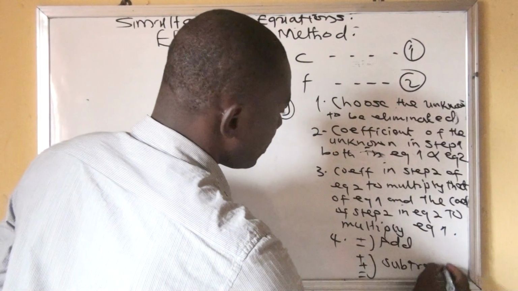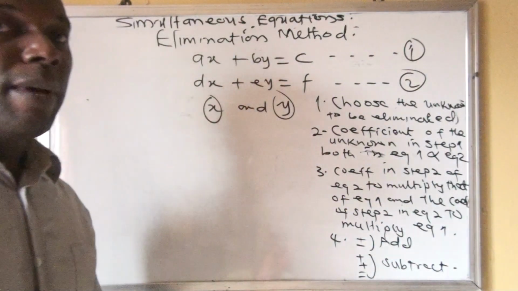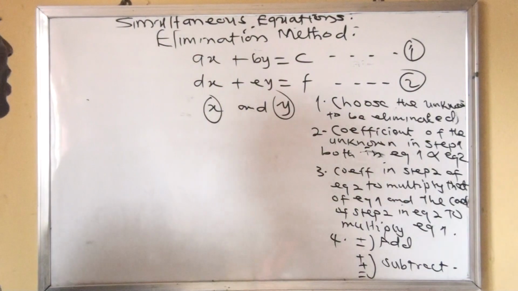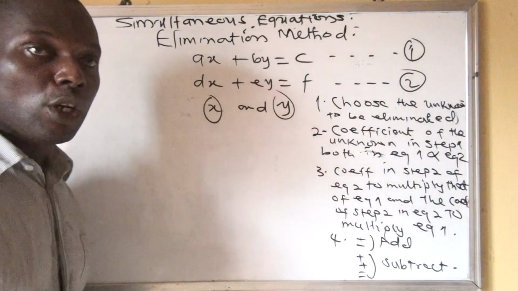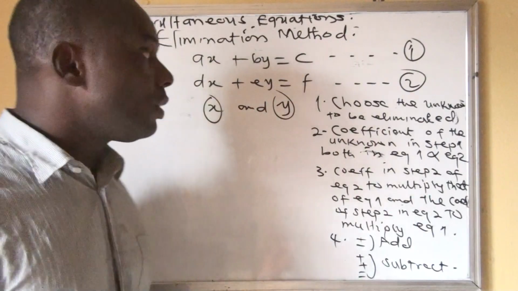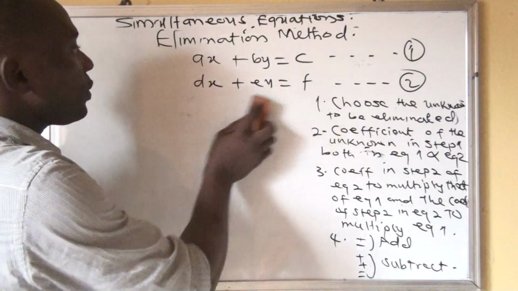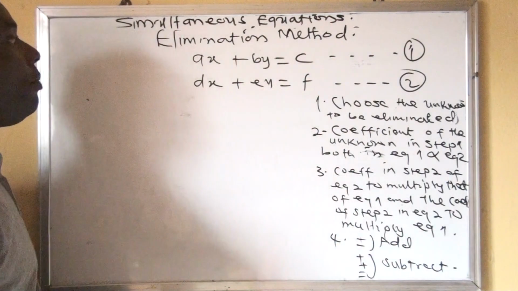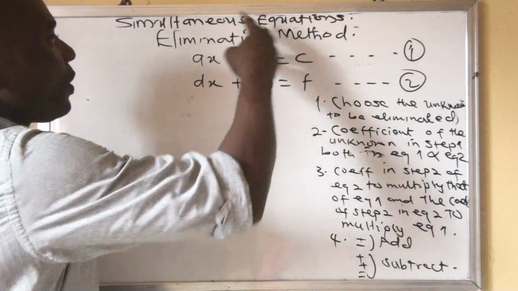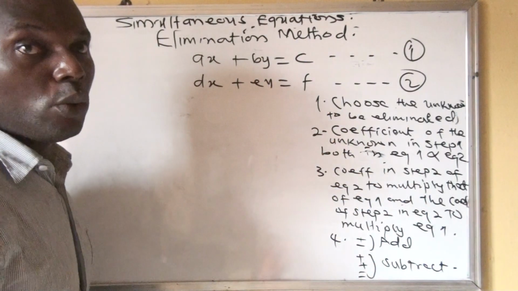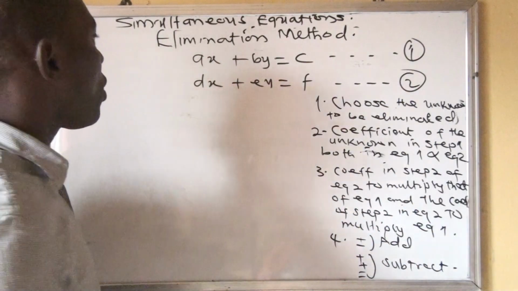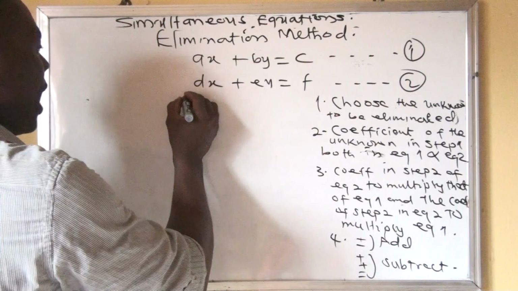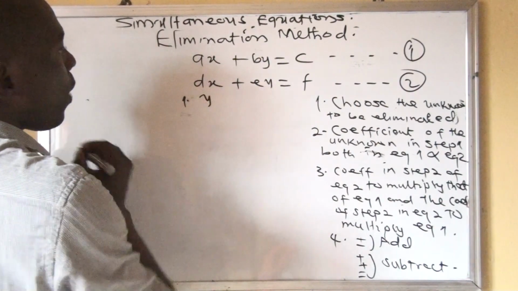Is to subtract. Okay, now let me make it very clear here. What we're trying to do here is this. Given a pair of simultaneous equations and you tend to eliminate, the first thing you need to do, assuming we want to eliminate Y in this situation, is choose that we want to eliminate Y. That is the first step. We are eliminating Y in this way.